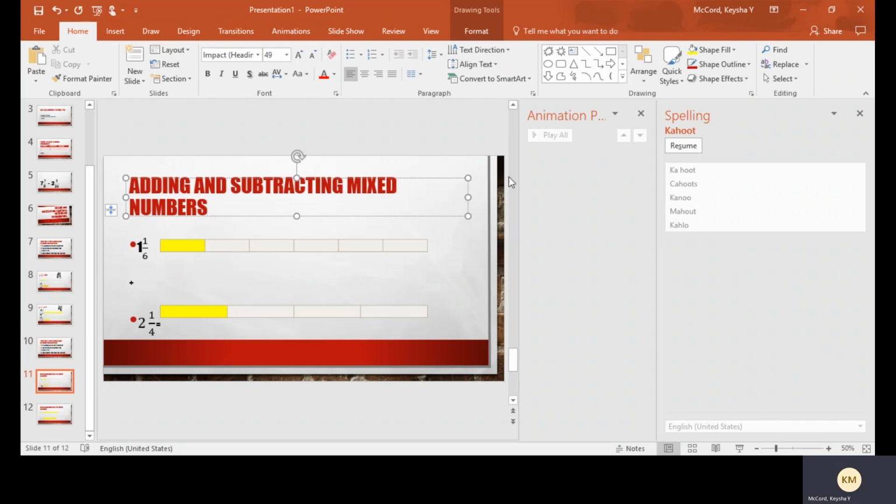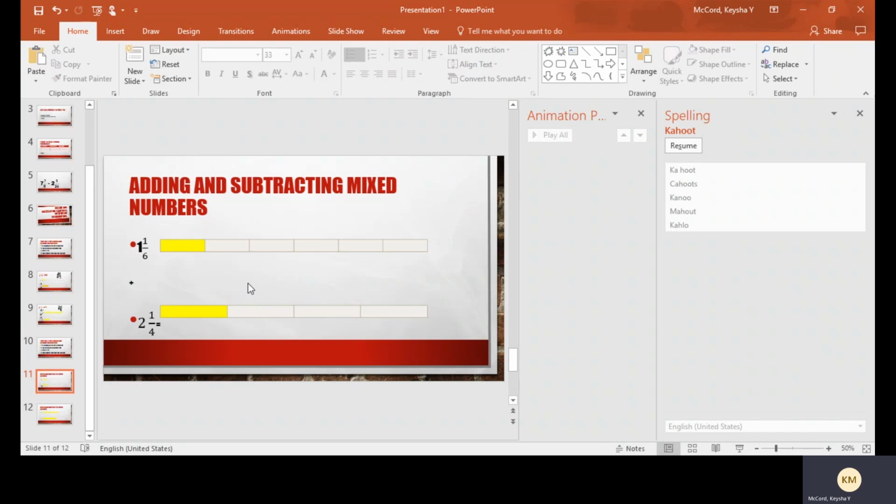So I'm adding 1 and 1/6 plus 2 and 1/4. Well, I know 2 plus 1 is 3, so I'm not going to worry about that. I'm going to focus on the fraction first. I have 1/6 plus 1/4. That golden rule comes up again. Are my denominators the same? No, they're not equal. So I need to figure out a way to get them to be the same.